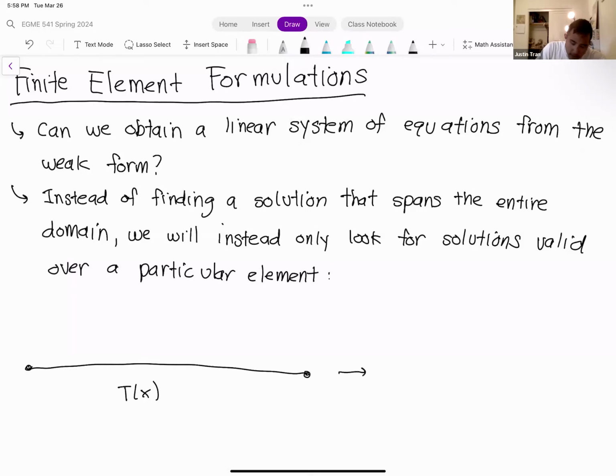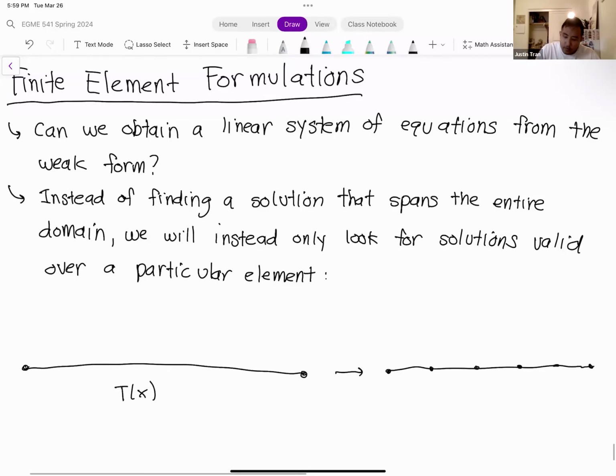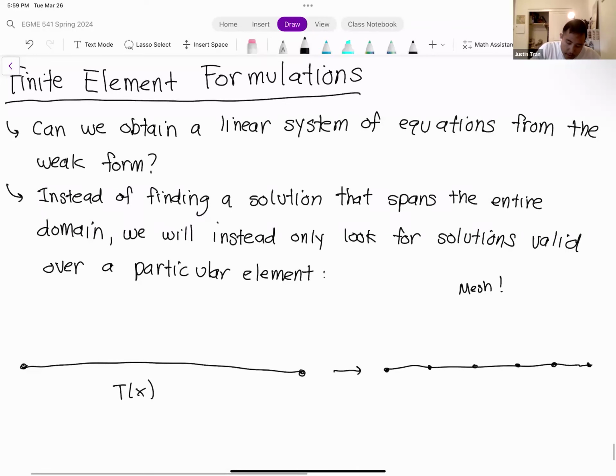But in FEA, in finite elements, and you've seen this in ANSYS, and this is going to become a lot more apparent from here, we have separate elements. So if we take our domain and we mesh it, and we break this up into each of the different elements, this right here would be our mesh. So this would be element 1, element 2, element 3, element 4, element 5. So we have a 5-element system here.